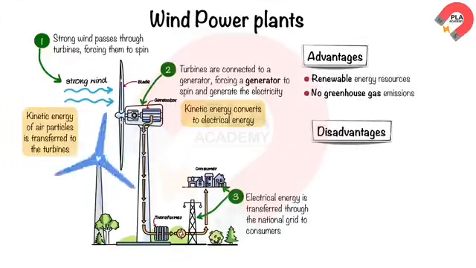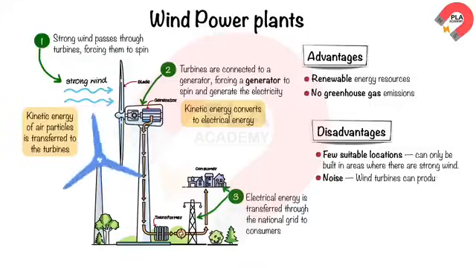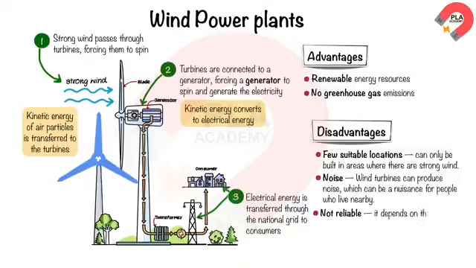Here are some of the disadvantages of wind power plants. Few suitable locations. Wind power plants can only be built in areas where there is strong wind. Noise. Wind turbines can produce noise, which can be a nuisance for people who live nearby. Not reliable. Wind power is not always available; it depends on the weather, because wind speeds must be sufficient. Can have a visual impact.